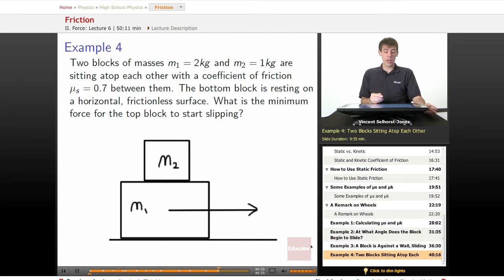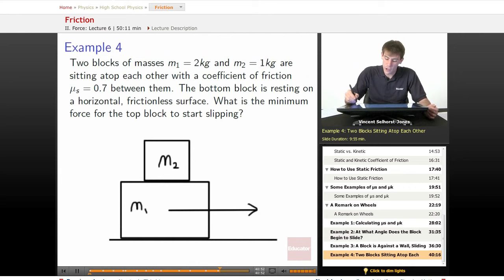So we've got two blocks of masses m1 equals 2 kilograms and m2 equals 1 kilogram. They're sitting atop each other, and they have a coefficient of friction, mu static, equals 0.7 between them. The bottom block is resting on a horizontal, frictionless surface. What's the minimum force to keep the top block from slipping?